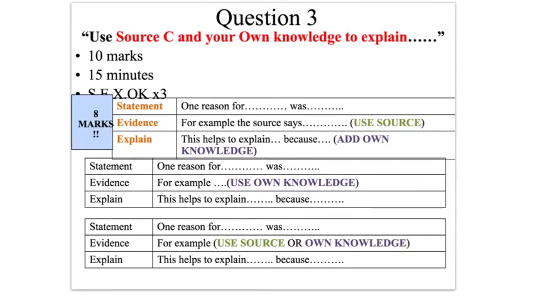Here, you do the same thing again for 10 marks. You may choose to do 1 paragraph from just your own knowledge. You may choose to do 1 paragraph just from the source. You may choose to do a paragraph that includes the source and own knowledge. There is flexibility in this answer to do that. You just have to show that you are able to select detail from the source as well as selecting detail from your own knowledge to explain.